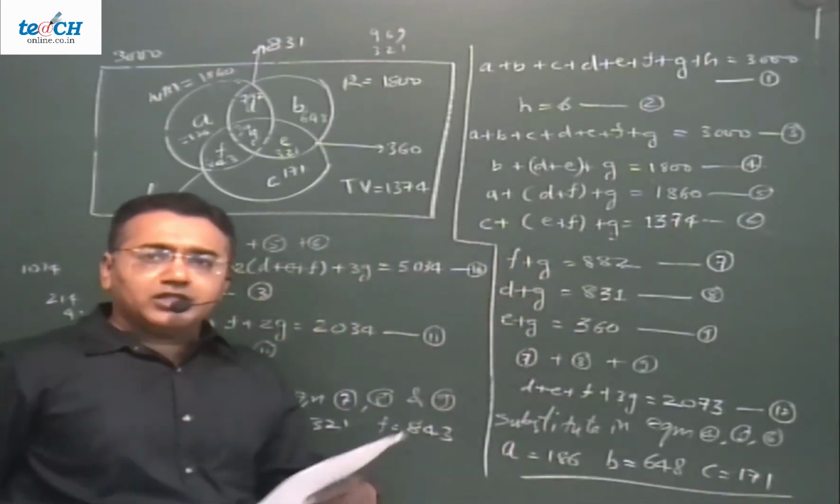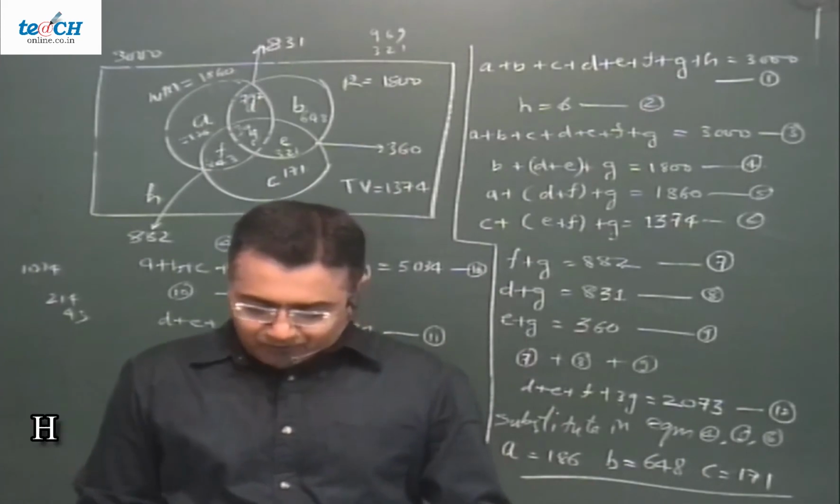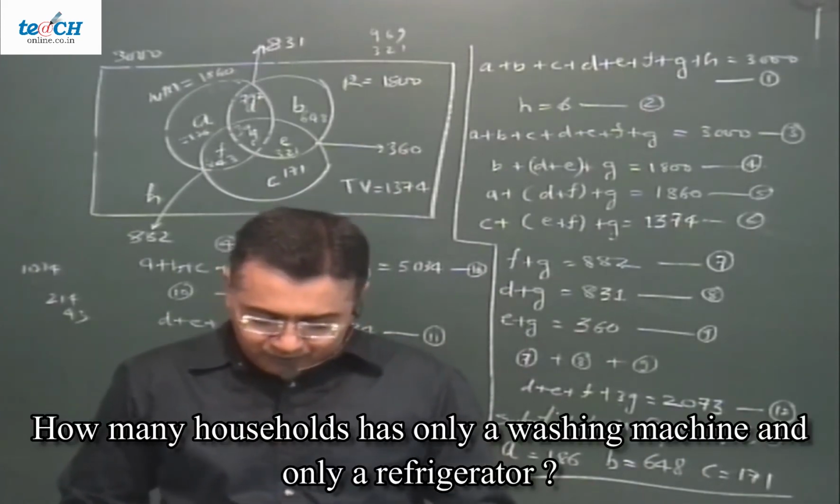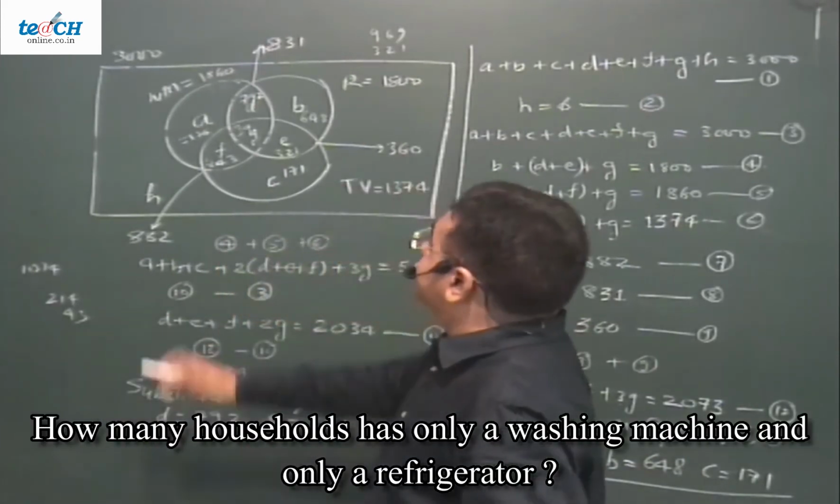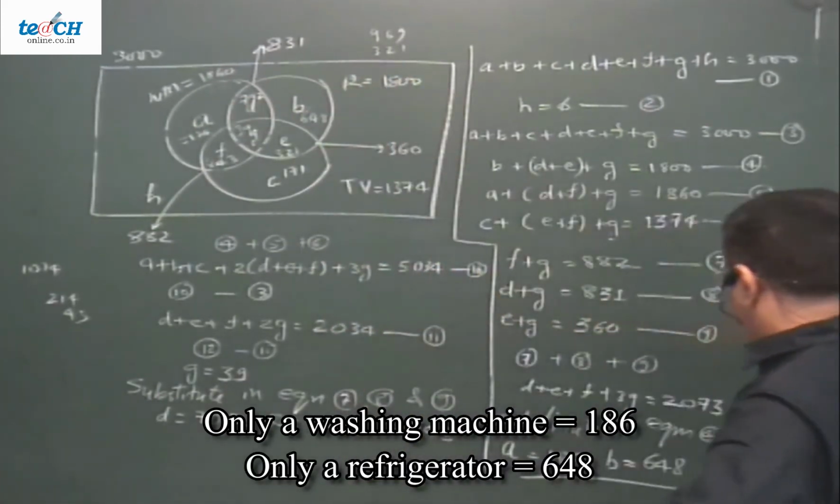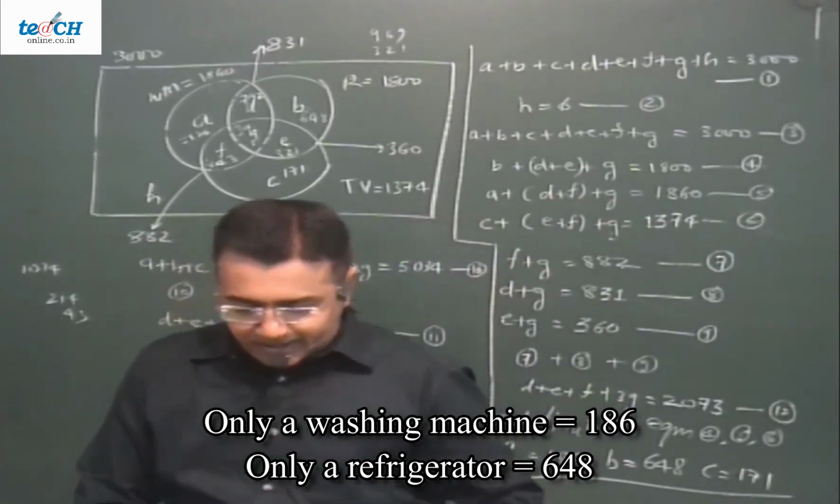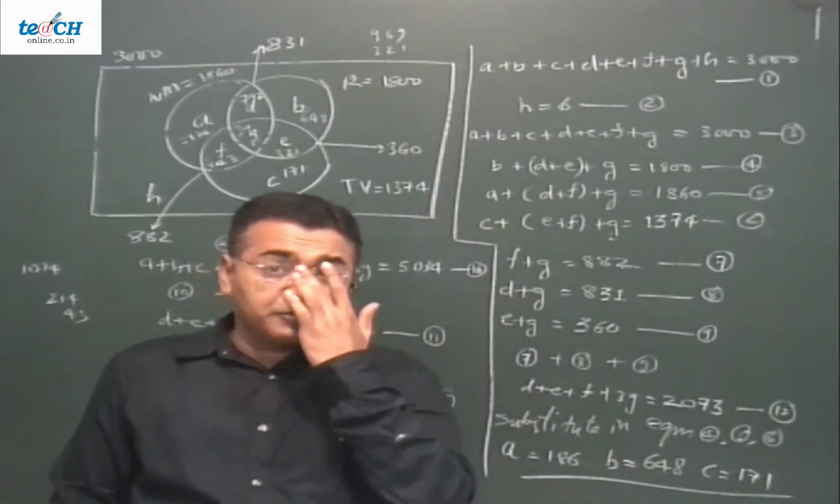That gives you all the numbers required, and hence you can answer the questions that are asked. In question number 8, what they're asking you is those with washing machine and refrigerator only. Washing machine only is A and refrigerator only is B. So he's asking you values of A and B. That happens to be 186 and 648. So the answer happens to be option D.